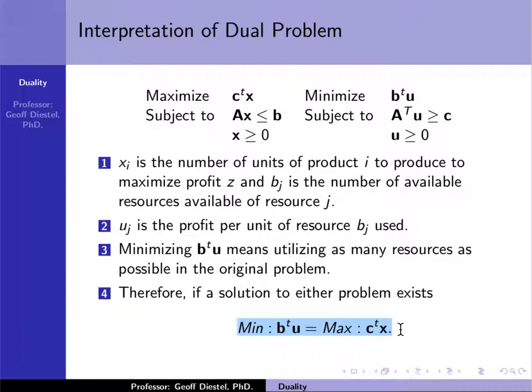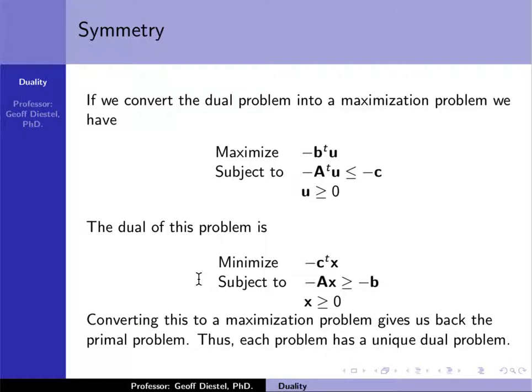And just to see that duality goes both ways. If I have a minimization problem of this form on the right, its dual is the problem on the left. So for each maximization problem, there's a unique dual problem. And for each minimization problem, there's a unique dual problem. And to see this, it's actually not that difficult.